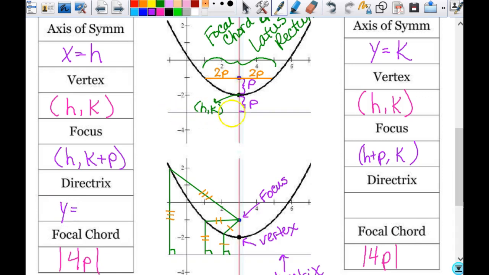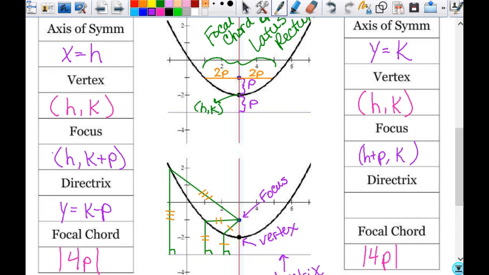So here's my directrix, right? This is the directrix. It is a y equals something. Well, I already know that if I'm right here, y equals k. So how do I get to this y value? Subtracting p. So y equals k minus p. k plus p gives you the ordered pair that is the focus. k minus p gives you the line that is the directrix. You see the difference there?